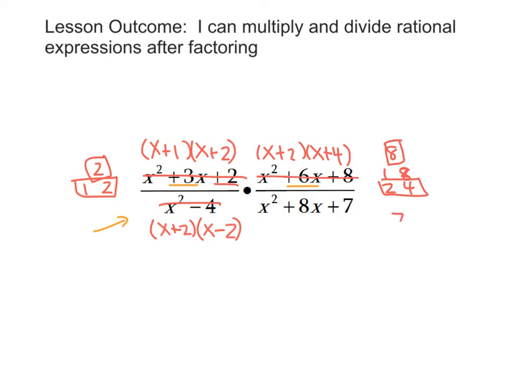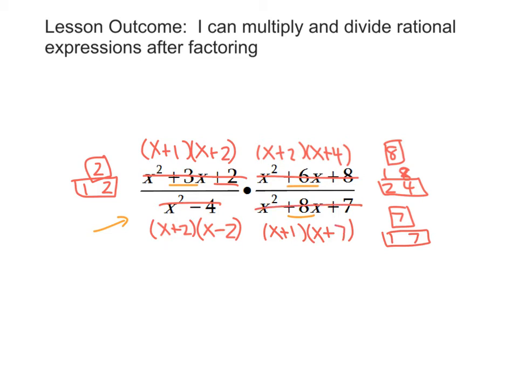Now we've got 7 as our C term, again with our A value being 1. 7 is only 1 times 7, and they do add up to our middle term of positive 8. So we can put our parentheses down. We have x here and x here. We have a plus 1 and a plus 7.